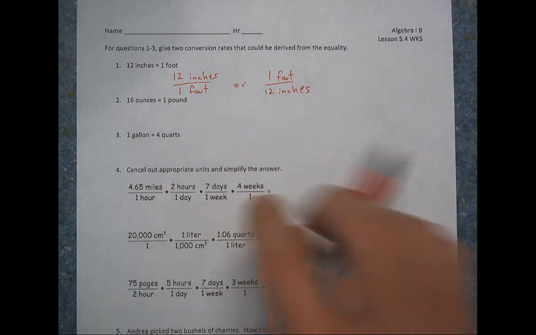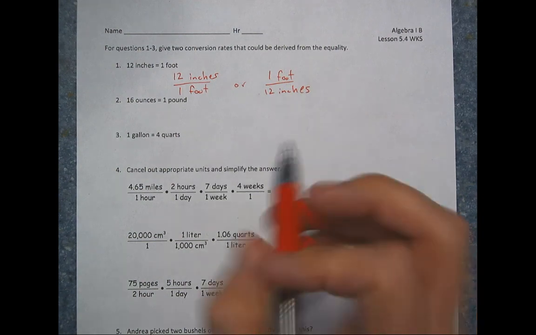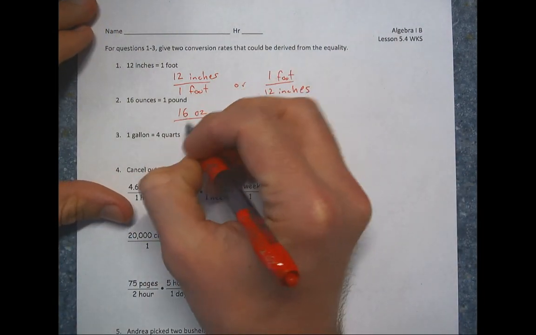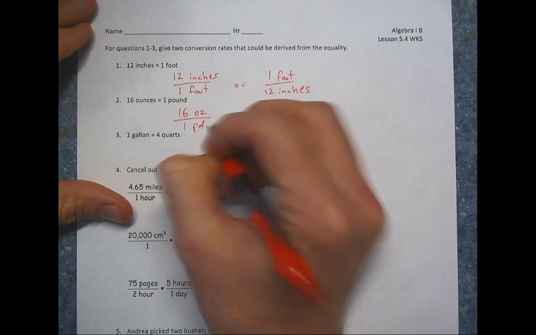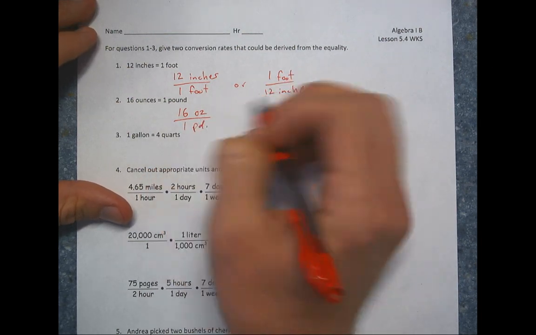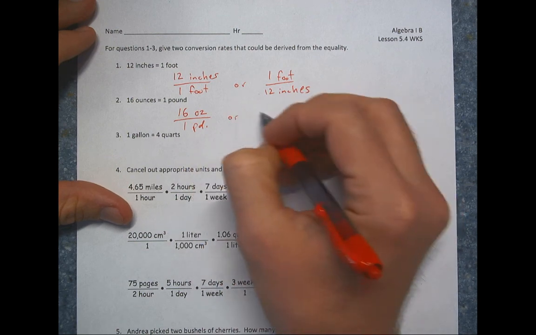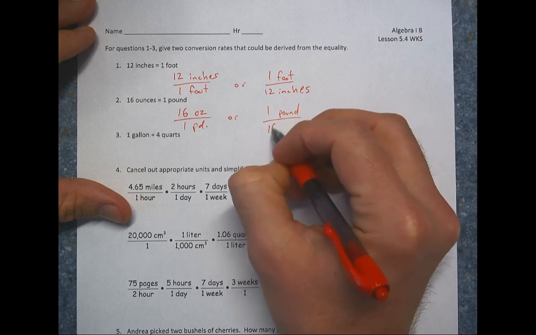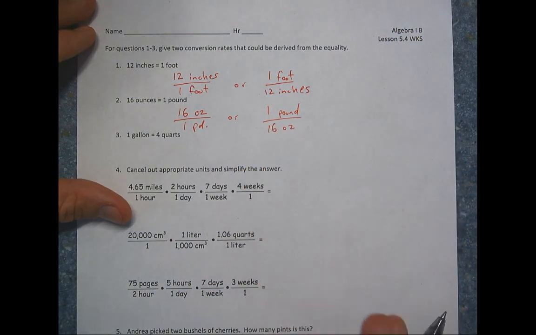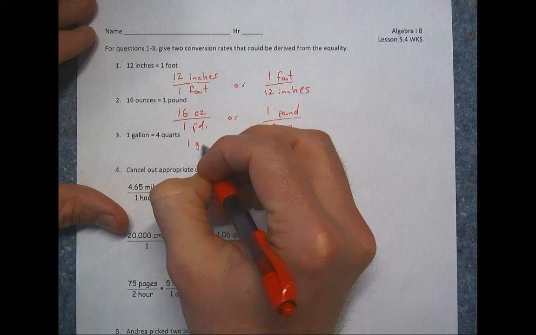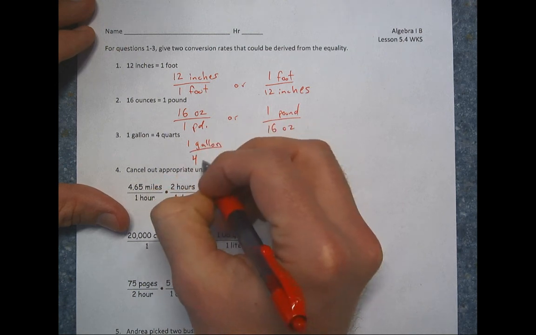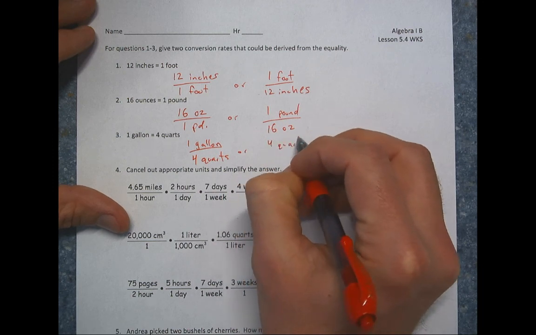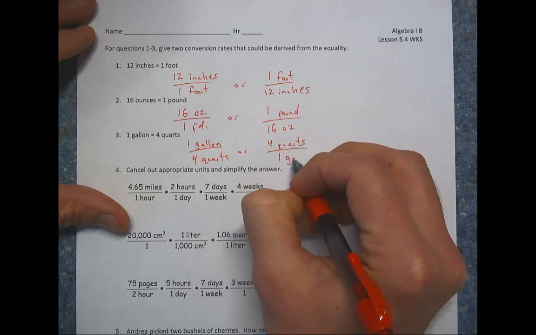Okay, these would be reciprocal rates because you have flipped the fraction and it's a reciprocal. So for number 2, you can say 16 ounces is the same as 1 pound. And if you want to write LB for pounds, it's probably more proper. Or you can say 1 pound is equal to 16 ounces. So it's just flipping it. It's the reciprocal. 1 gallon is equal to 4 quarts, or 4 quarts is equal to 1 gallon.